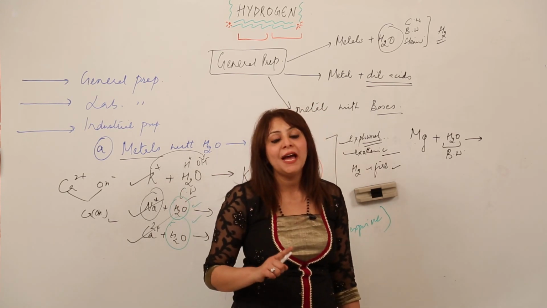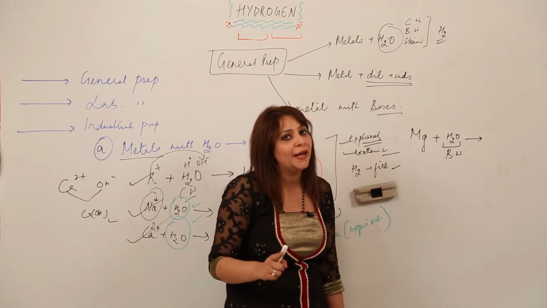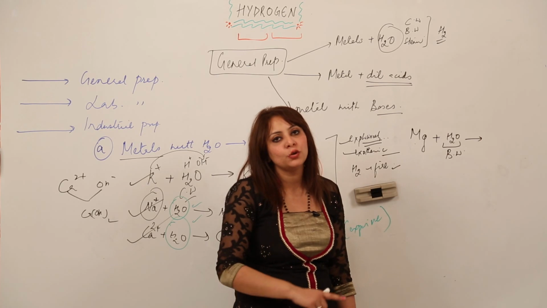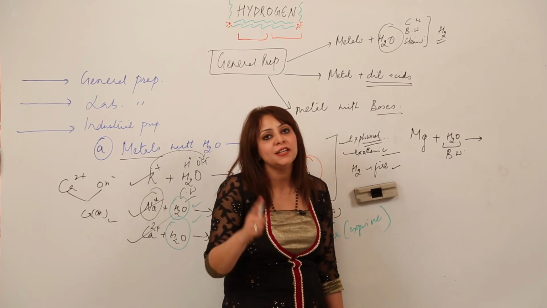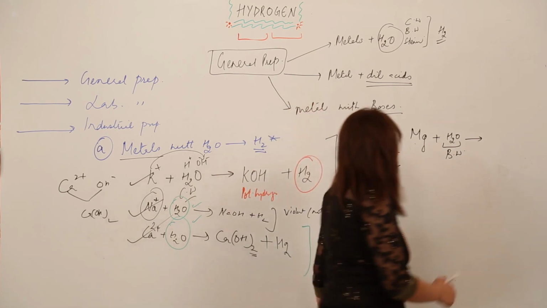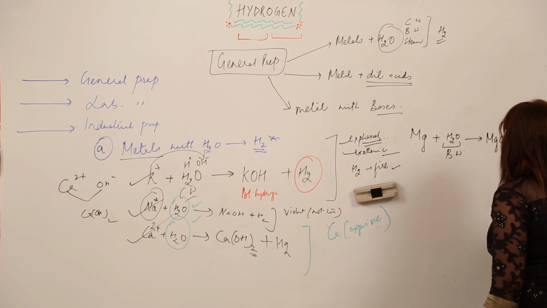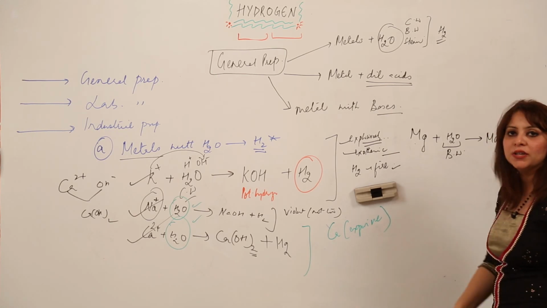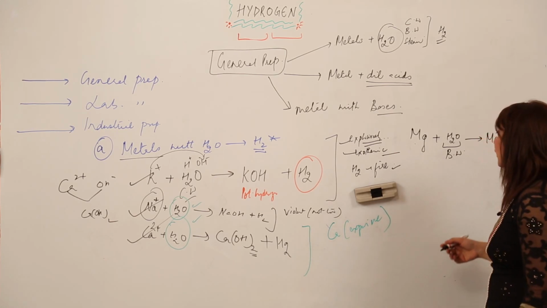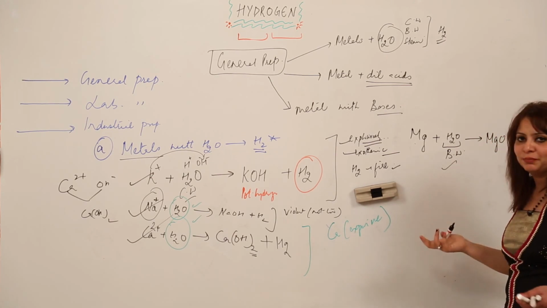Whenever an element reacts with boiling water or steam, they do not form hydroxides. They form hydrogen, but they don't form hydroxide. Instead of hydroxide, they form oxides. So similarly, it will form magnesium oxide and H2. So this reaction is a good one, because the only limitation is that we need to boil it. That's not a big deal, right?